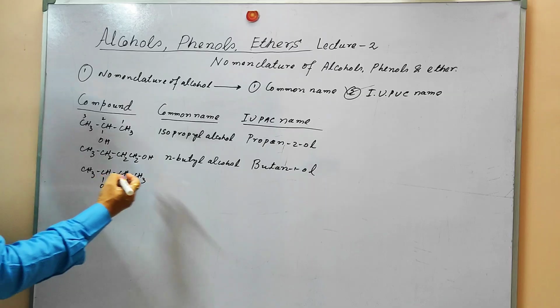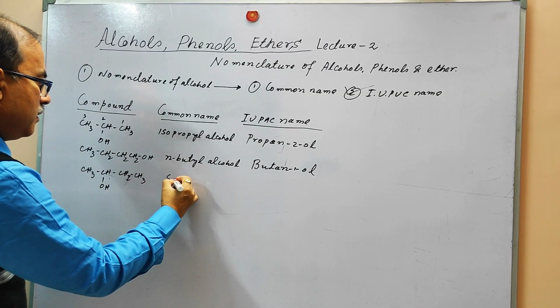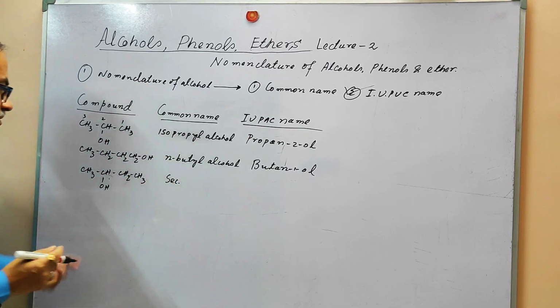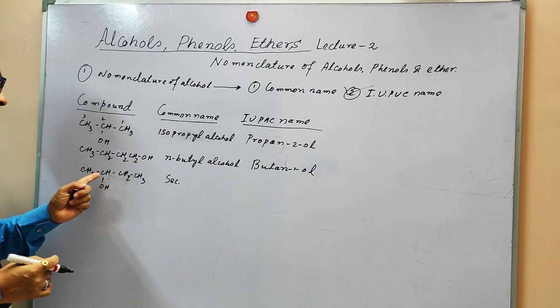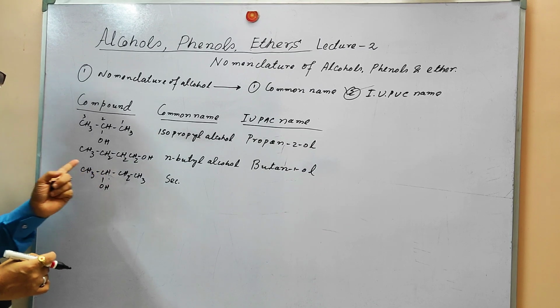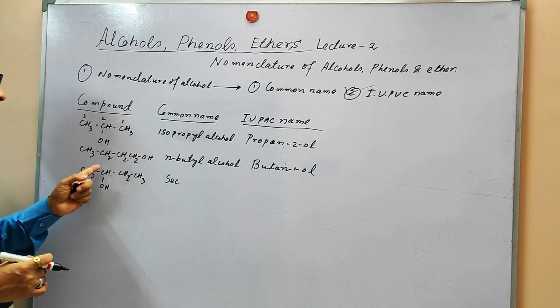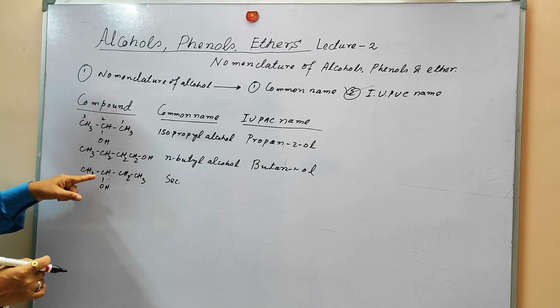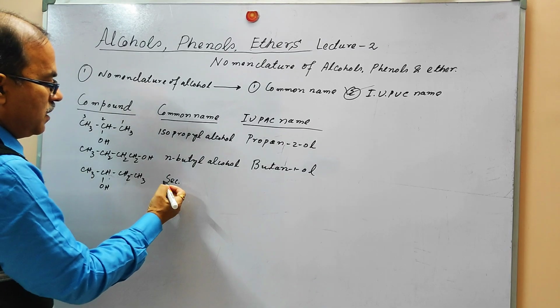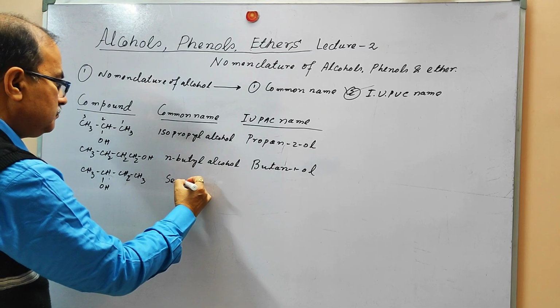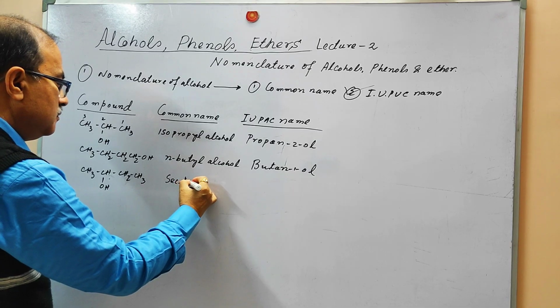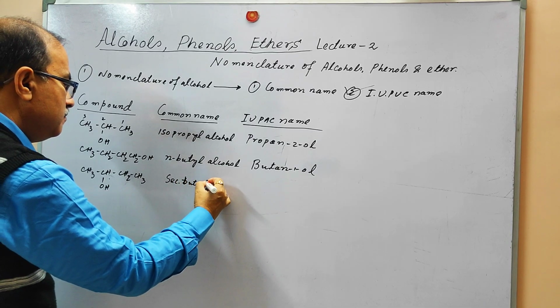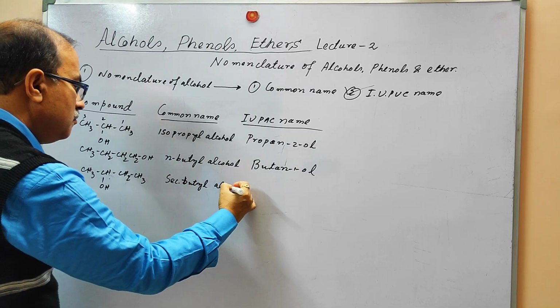The next compound has the common name secondary. This is the secondary carbon atom because this carbon atom is joined to two other carbon atoms. This is why this is the secondary carbon atom to which this OH group is attached. So we write secondary butyl alcohol.